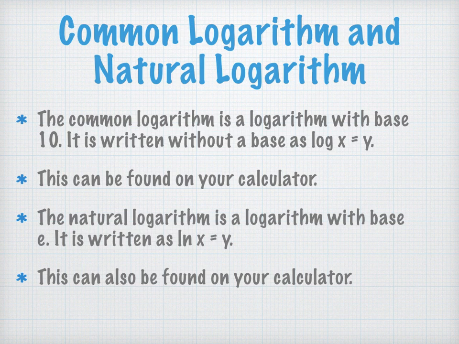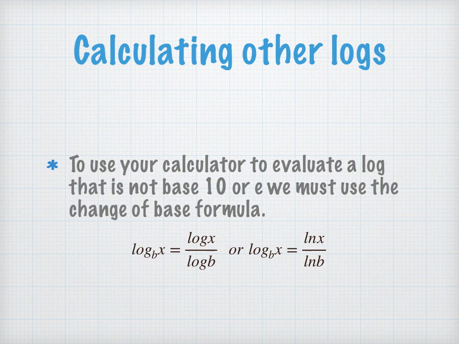So if you're wanting to use a calculator to find logarithms, you'd have to use a change of base formula. The change of base formula allows us to work with logs that are not base 10 or base e. So if we have log base b of x, we could type into our calculator log x divided by log b, or we could type into our calculator natural log x divided by natural log b. Make sure that you're either using log both times or using natural log both times.